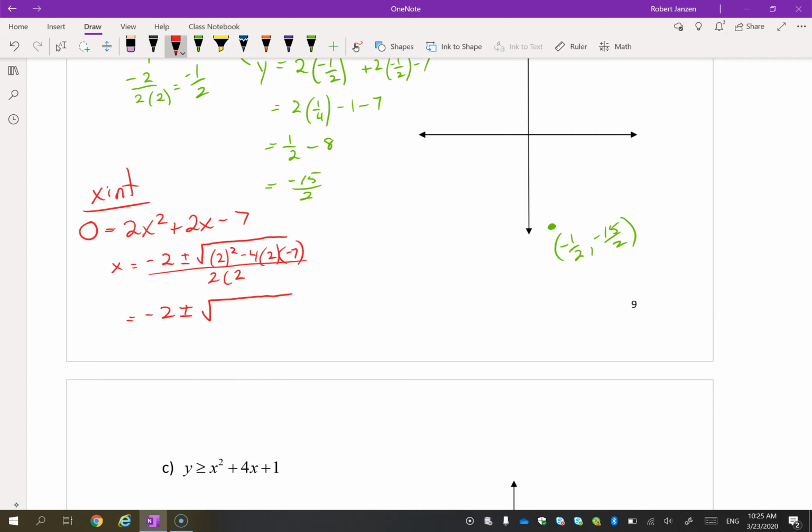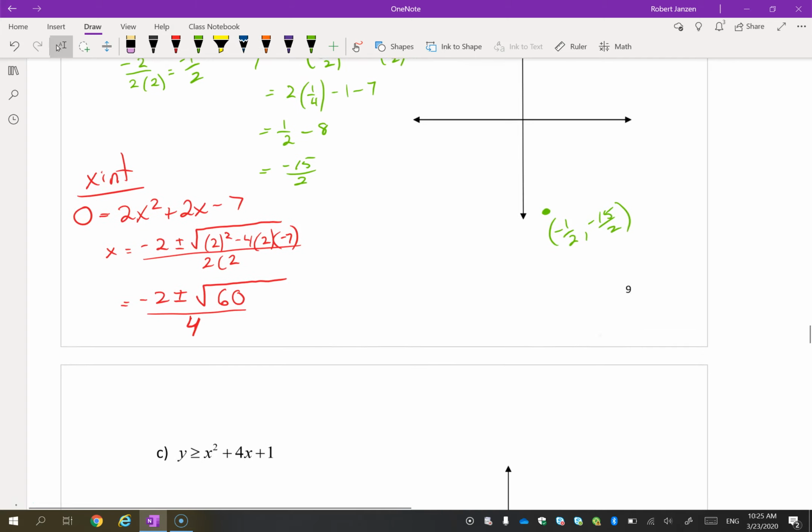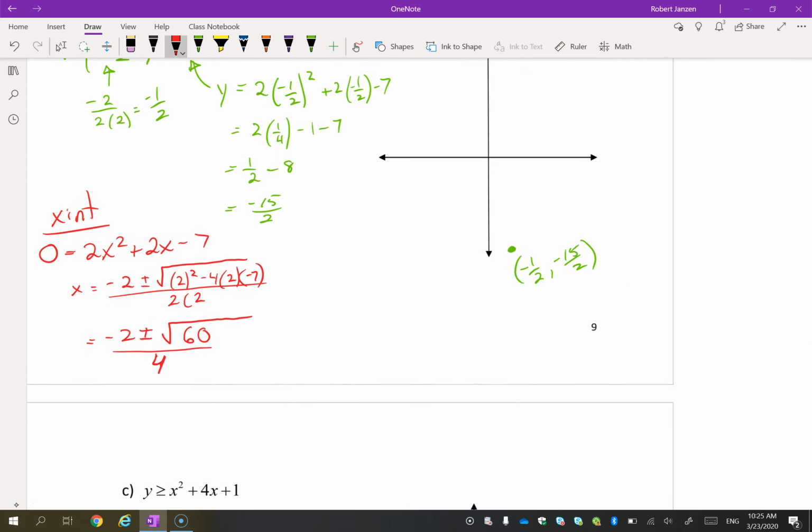So this is 60. And this is 4. And I can simplify that, but really I'm not that concerned about it because I know that they're going to look something like this. This one is going to be negative 2 plus root 60 over 4. And this one's going to be negative 2 minus root 60 over 4.